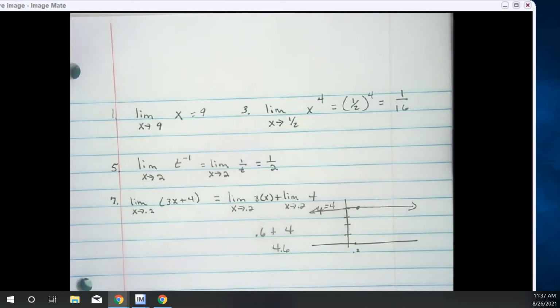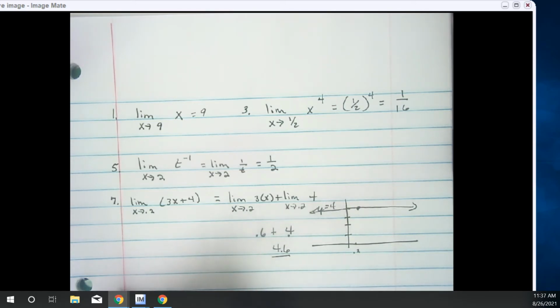What is the y value from the left and the right? What is the limit as you're approaching 0.2 on that line? What is the y value on that line where y equals 4? It's a constant. What is the value of y on the line y equals 4? Yes, that's why it's 4. 4 plus 0.6 is 4.6. That's it. That's the answer.